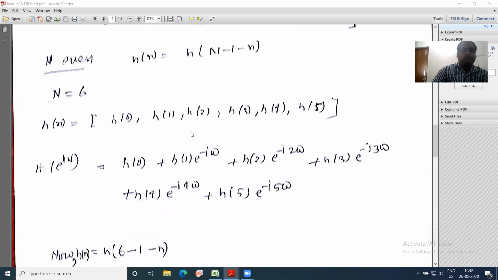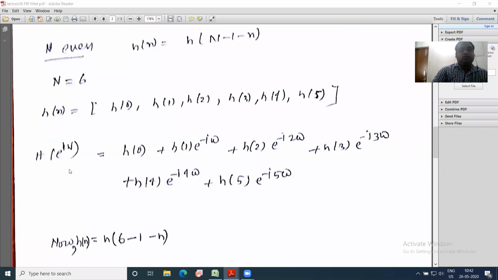Right, this one n equal to 6 and we are using symmetric impulse response. So symmetric impulse response, if we use h of n equal to h of n minus 1 minus n, for n equal to 6, then we have h of n equal to h0 up to h5 because n equal to 6 means 0 to 5.